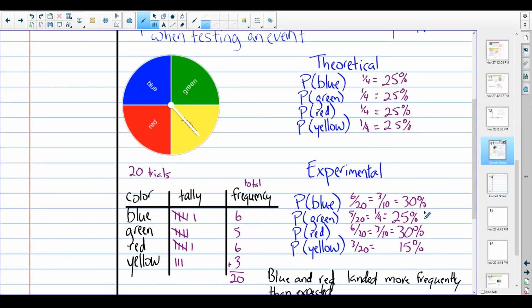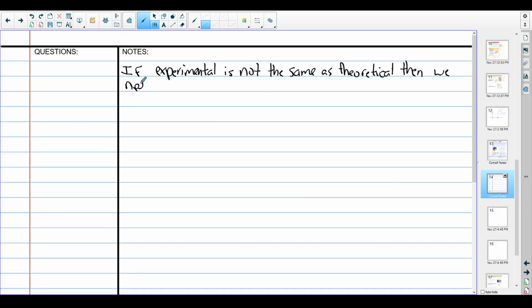So sometimes they work out the same, which is nice, but not necessary. Then it's going to ask you, why are these numbers not all the same? And we can say, if experimental is not the same as theoretical, then we need more trials.